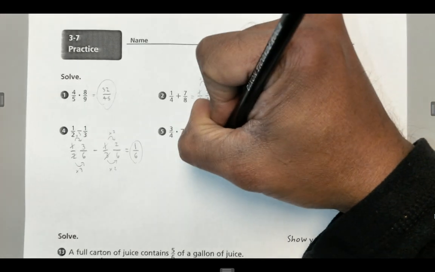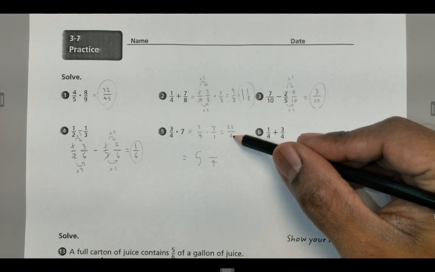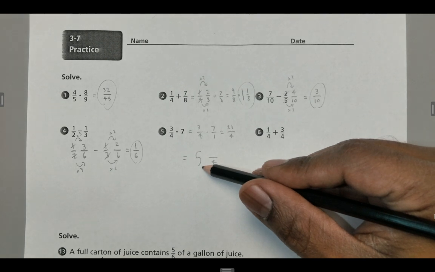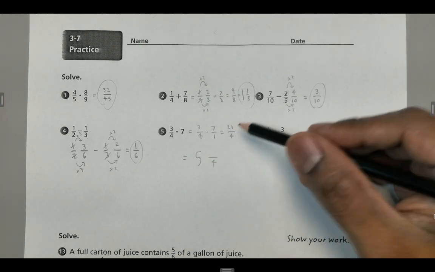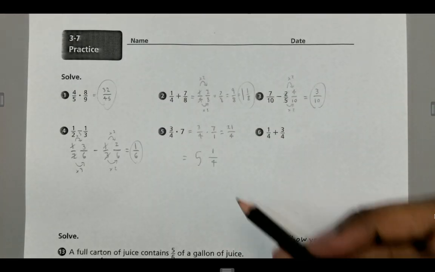5. Denominator stays a 4. What's the leftover amount? Well, 4 goes into 21 5 times. 4 times 5 is 20. The difference between 21 and 20 is 1. 1 is the leftover amount. 5 1/4.